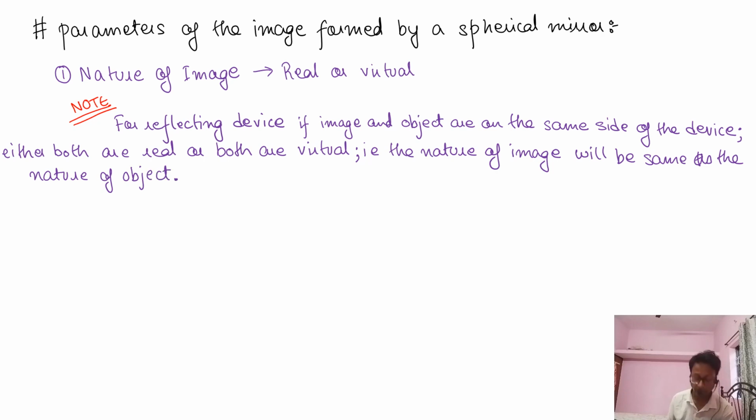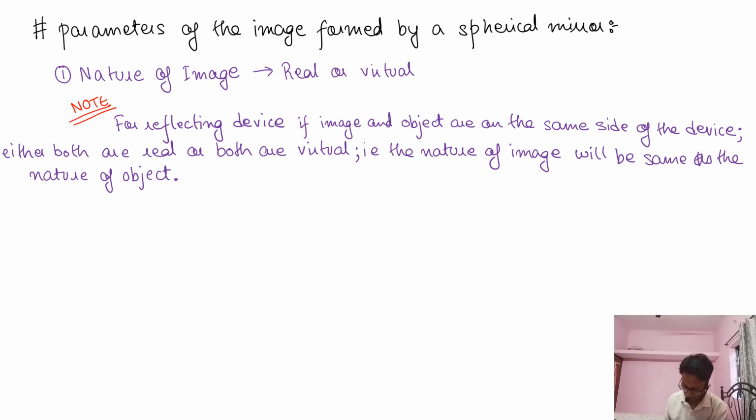That means if the image is real, the object is real. If the image is virtual, the object is virtual. And vice versa. If the object is virtual, the image is virtual, and if the image is real, the object is real, if they're on the same side of the mirror.